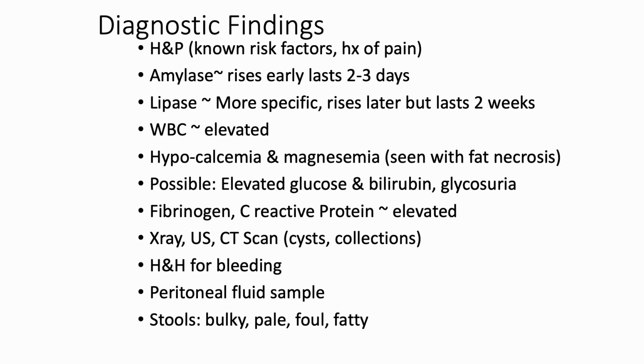Then to diagnose will also be x-rays, again, ultrasound, and CAT scans to look for cysts and collections. They'll look at the H&H, complete blood count, to see, has the H&H decreased? Is there any bleeding? They could possibly do a peritoneal fluid sample. That can be looking for amylase in the fluid, looking for pancreatic enzymes and infection. And again, monitoring the patient's stool. Often it's bulky, pale, foul, and fatty. The patient has impaired fat digestion, so the stool will look different than normal.